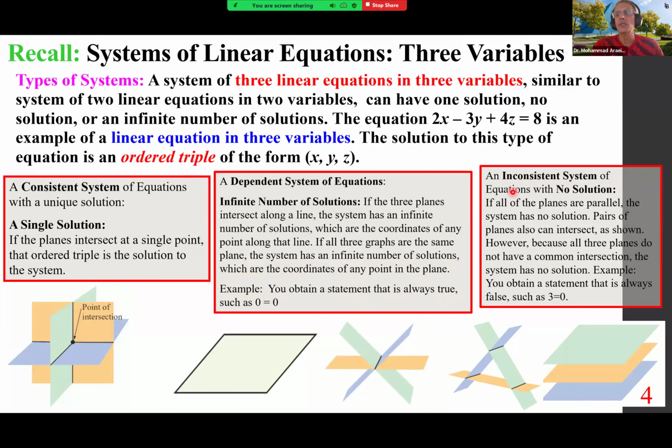An inconsistent system of equations with no solution. If all of the planes are parallel, the system has no solution. Pairs of planes also can intersect as shown. However, because all 3 planes do not have a common intersection, the system has no solution. For example, you obtain a statement that is always false, such as 3 equals 0, if you go through the process of solving.